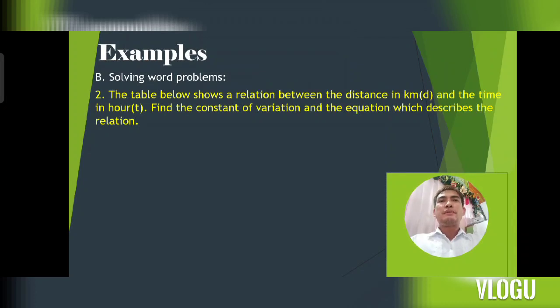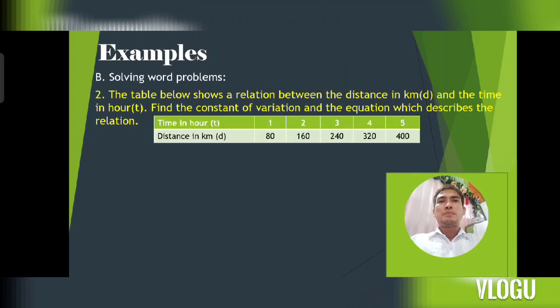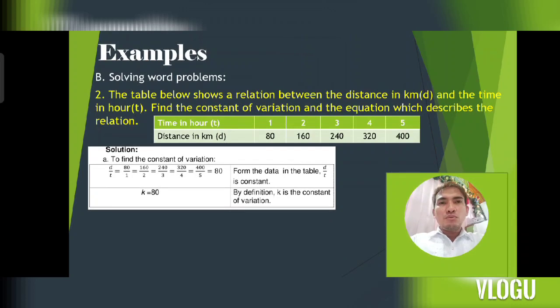The table below shows a relation between the distance in kilometers d and the time in hours t. Find the constant of variation and the equation which describes the relation. So from there, you have the time in hours represented by t, and the distance in kilometers represented by d. You have 1 hour, 2, 3, 4, 5, and the distances are 80, 160, 240, 320, 400. Take note, we are asked to find the constant of the variation. So here is our solution.